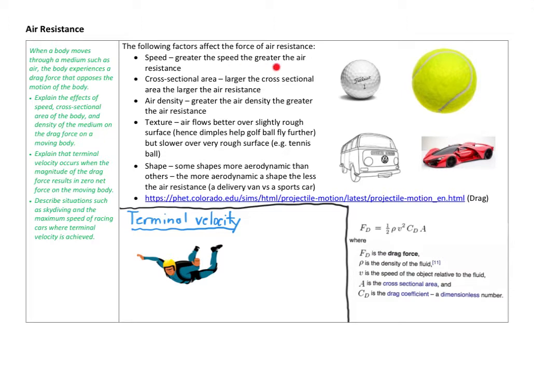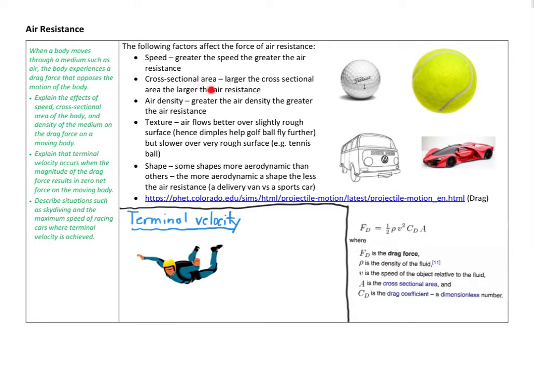Speed. The greater the speed, the greater the air resistance. And it's not actually a linear relationship. Like I said, you don't need to remember this formula, but some of us like to think mathematically. This is the formula that tells us the drag force, or the force due to air resistance. And what we see is it's got a velocity squared relationship. So if we double the velocity, we get 4 times the force. If we triple the velocity, we get 9 times the force. So velocity has a really big impact on the air resistance.